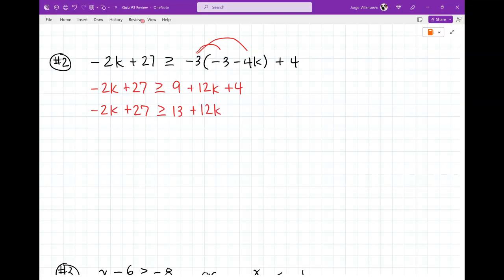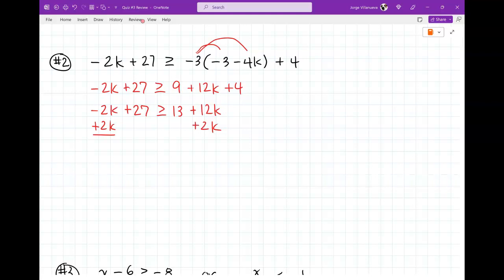Now at this point, we got to get our numbers together. We got to get our variables together. Again, if you're like me, you always move the variable with the smallest coefficient. So the smallest coefficient is negative 2k. So I'm going to add that to both sides. In doing that, you're going to notice my variable is going to be on the right side, right? Over on the right side, so the opposite side, which means my answer is going to go the opposite way.